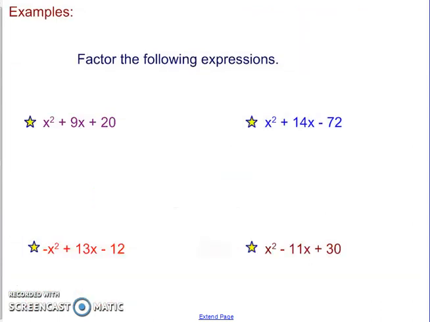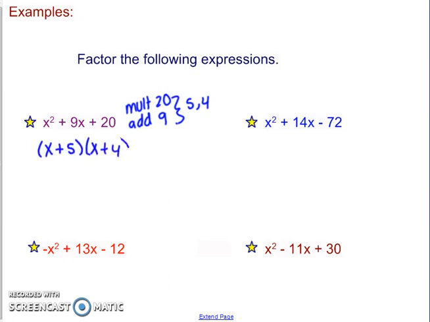So if we look at the first example, we want to see what multiplies to our c term, adds to our b term. So our c term is 20. So we're going to say what multiplies to 20 and adds to our b term, which is 9. So multiplies to 20, adds to 9, but you can use 5 and 4. So x plus 5 and x plus 4. And now it doesn't matter the order you write it in. So if you want to put x plus 4 first and then x plus 5, that's fine. The only thing that matters is that the signs are correct.